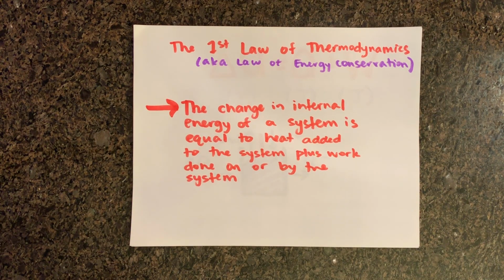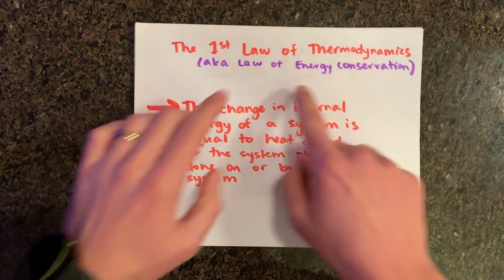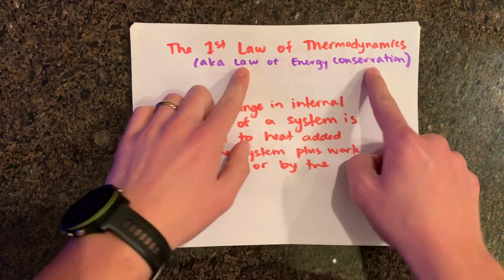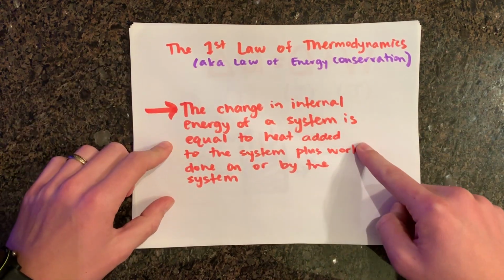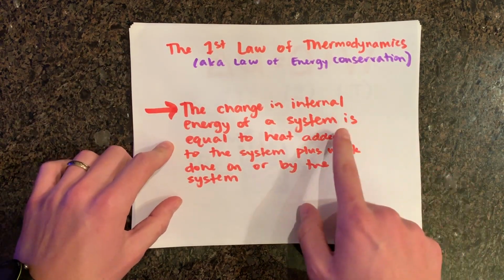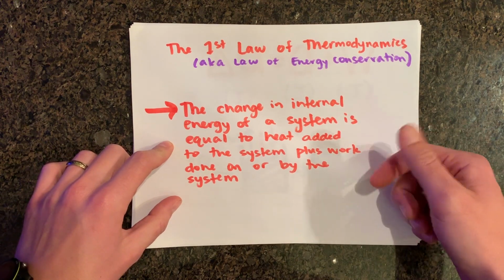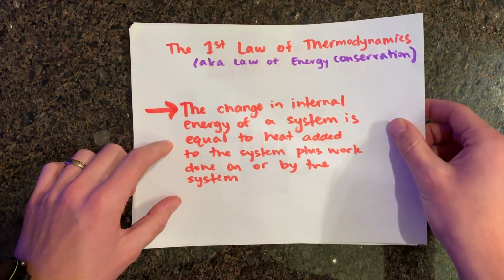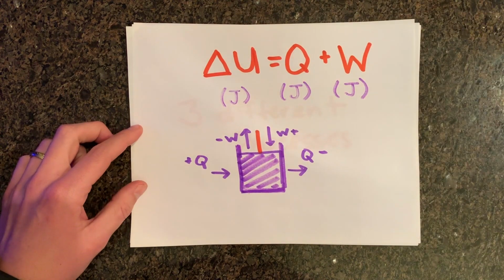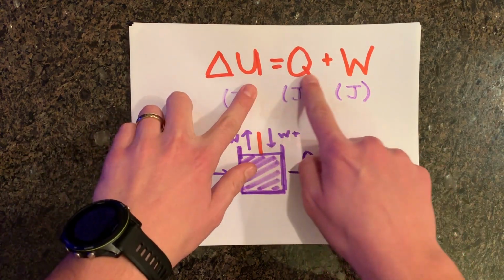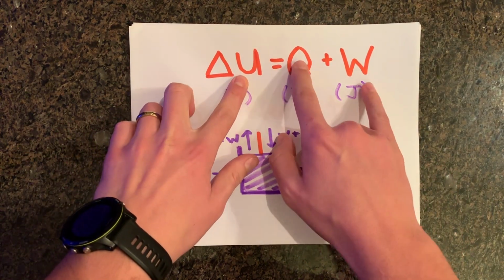Today we're talking about the first law of thermodynamics, also known as the law of energy conservation. The law states that a change in internal energy of a system is equal to heat added to the system plus work done on or by the system. When examined more rigorously, this law actually outlines the relationship between internal energy, work, and heat.